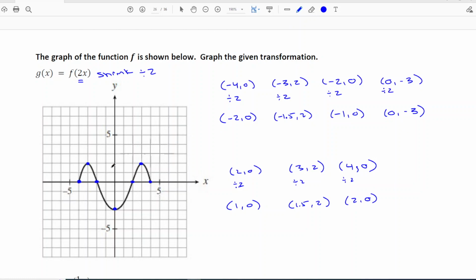Now let's graph it. Actually, I can do it in this color because the black graph is my base graph. So what are my points? I've got a point at (-2, 0). I'm going to erase these other things so it doesn't look confusing. Okay. So I've got a point at (-2, 0), a point at (-1.5, 2), and a point at (-1, 0). Then I've got a point at (0, -3), a point at (1, 0), (1.5, 2), and then (2, 0). And then I'm going to connect these dots, and then we're going to talk about this graph a little bit.